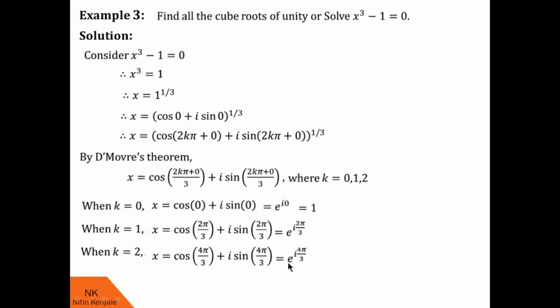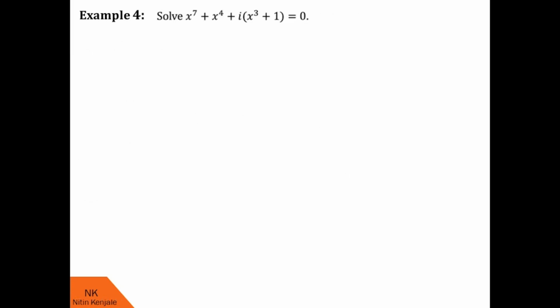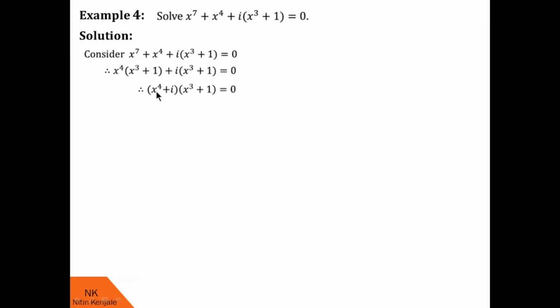Let us go ahead for example number 4. Here we are asked to solve this degree 7 equation: x raised to 7 plus x raised to 4 plus i into x cube plus 1 is equal to 0. Let us consider this equation. I see that x raised to 4 is common in the first two terms. So if we take it out, we will get x cube plus 1 inside the bracket. Now once again we have a common term, x cube plus 1. So when we take it out, we get x raised to 4 plus i inside the bracket.